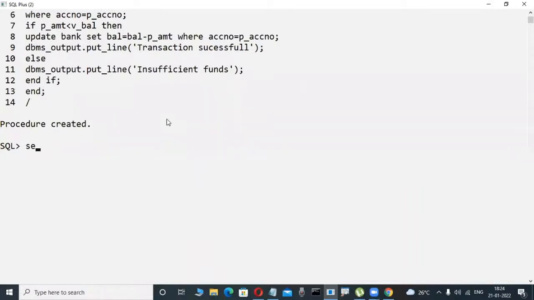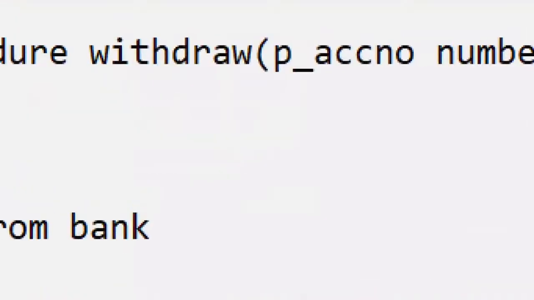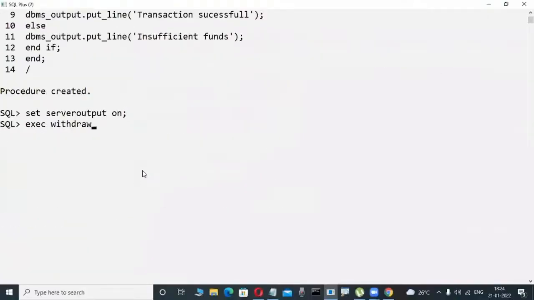Now check it out. Observe it here. I try to check something. Here I'm executing: exec, procedure name withdraw. Okay, fine. I'm calling this procedure withdraw. You may not have an idea about all these things, just observe it. Withdraw is the name of my program that I'm giving. Here my account number 1001, account number I'm passing, comma, I try to withdraw 9,000 rupees, for example.